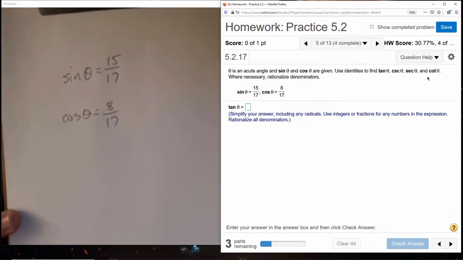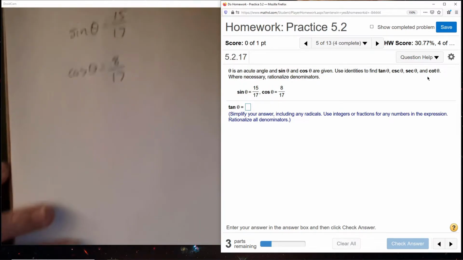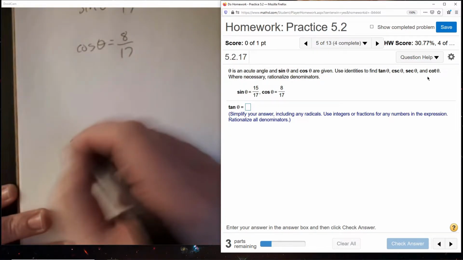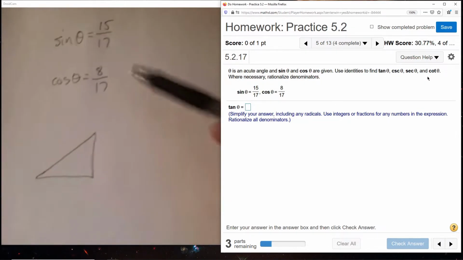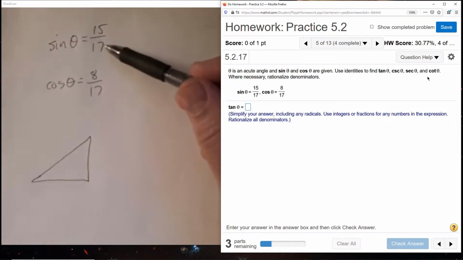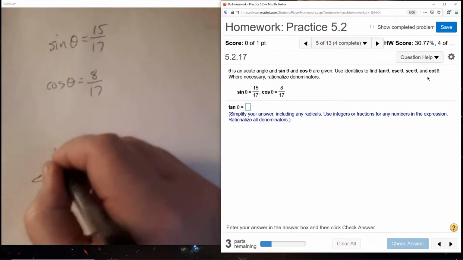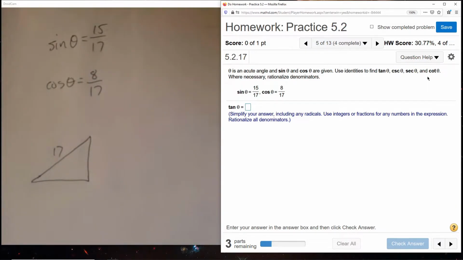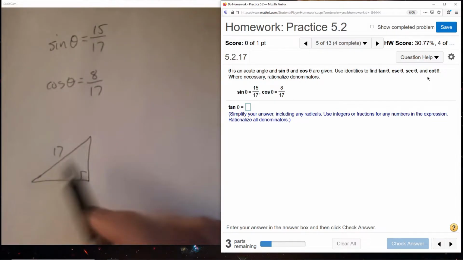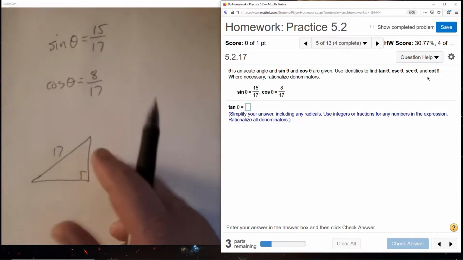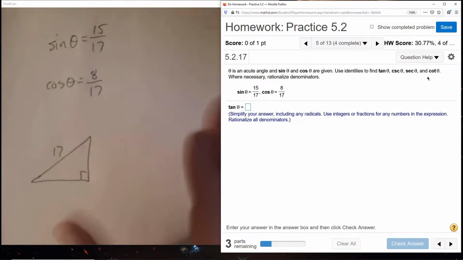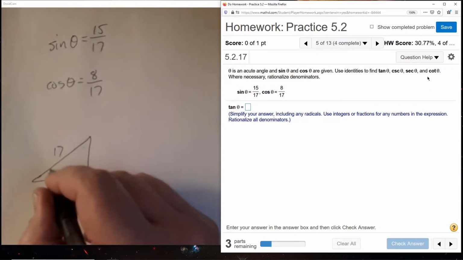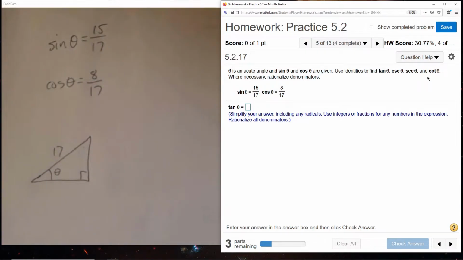So the right triangle is always something good to draw whenever you're using trig, because we can look at sine and cosine and we can determine the hypotenuse is 17. Now we have to choose one of these positions to be theta. It actually doesn't matter as long as you use that same position through the rest of the problem, you're okay. But I'll choose this position here.